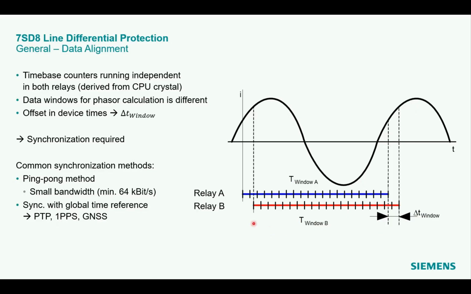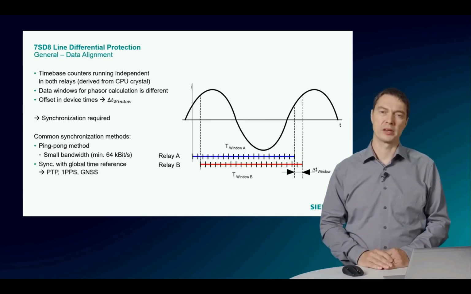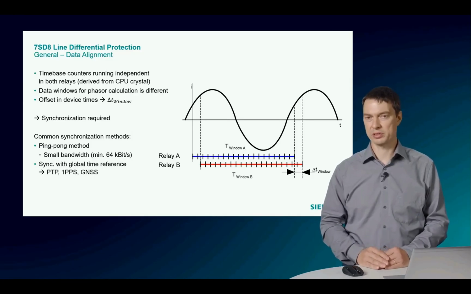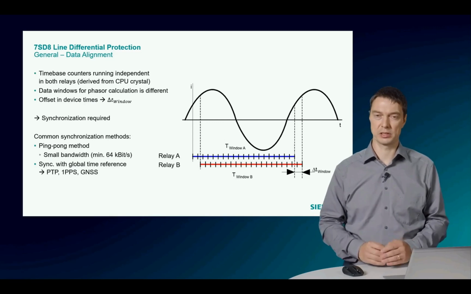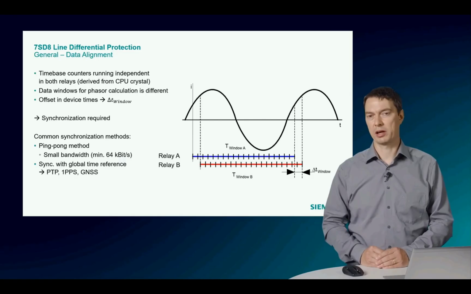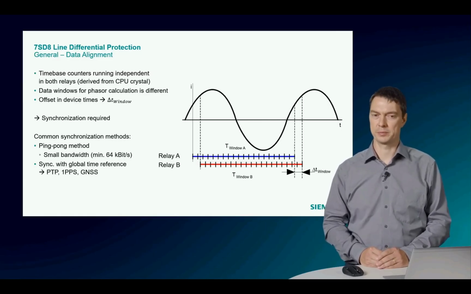There are two common synchronization methods used in the market. First is the so-called ping-pong method, which requires no external synchronization and only a small bandwidth. I will explain this in the next slide. The other method uses a global time reference as an external synchronization, like the 1 pulse per second derived from a global navigation satellite system, GPS or Galileo, or a precision time protocol, PTP or 1588.